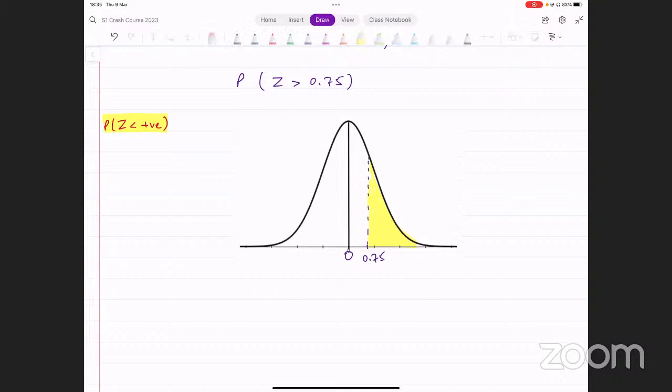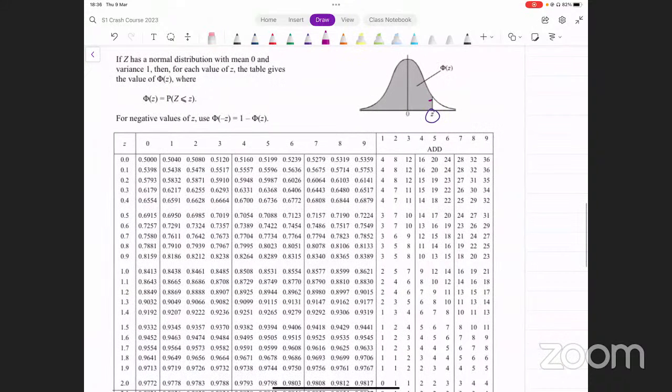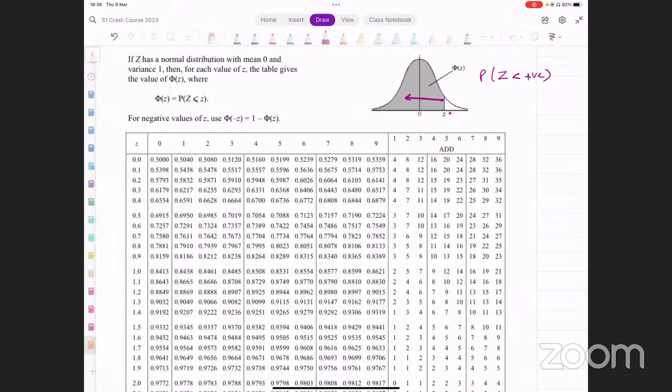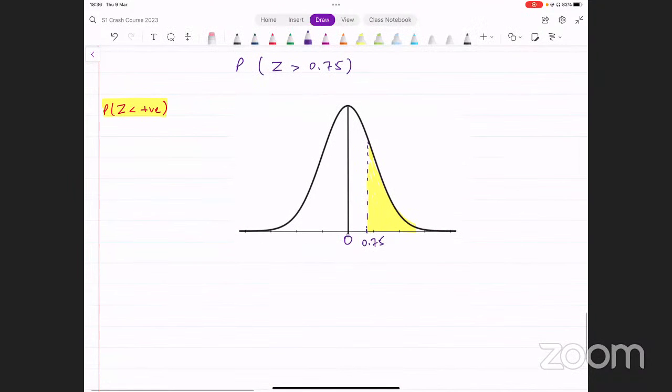But remember, the table can only be used for area to the left of a positive value of z. Okay, area to the left of a positive value of z. You need something in this form, and you don't have that here. So how do we find this probability using the table? What we can say is, since the total area under the curve is 1, let's find the area to the left of this point, to the left of 0.75. Now that's a form that we can find from the table.